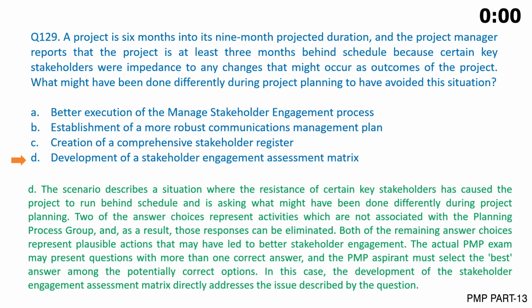Both of the remaining answer choices represent plausible actions that may have led to better stakeholder engagement. The actual PMP exam may present questions with more than one correct answer, and the PMP aspirant must select the best answer among the potentially correct options. In this case, the development of the stakeholder engagement assessment matrix directly addresses the issue described by the question.